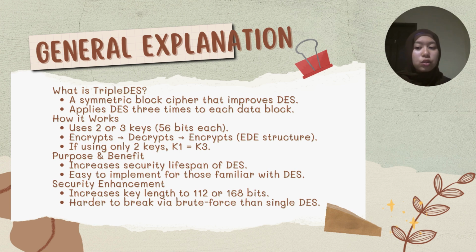TripleDES uses either two or three keys. The encryption process follows a structure called EDE, which stands for Encrypt, Decrypt, and Encrypt. First, the data is encrypted with key 1, then decrypted with key 2, and finally encrypted again with key 3. If only two keys are used, the first and third keys are the same.